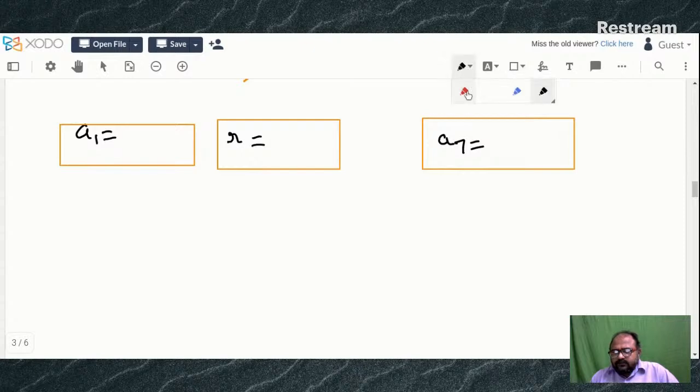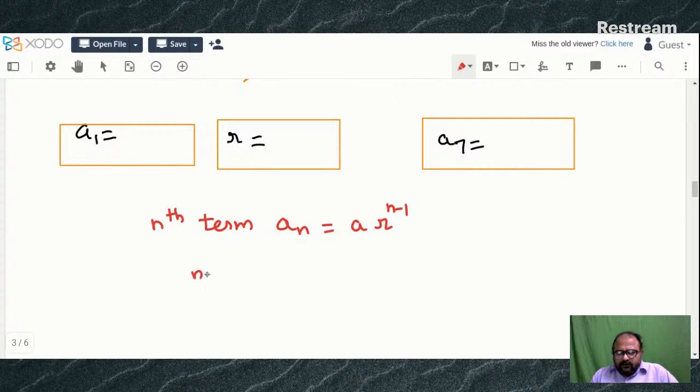Then nth term formula. What is the nth term of geometric progression? A n equal to A multiplied by R to the power of n minus 1. Now n equal to 7. So this implies A7 equal to A R to the power of 7 minus 1. So that is 6. Now let us solve the problem.